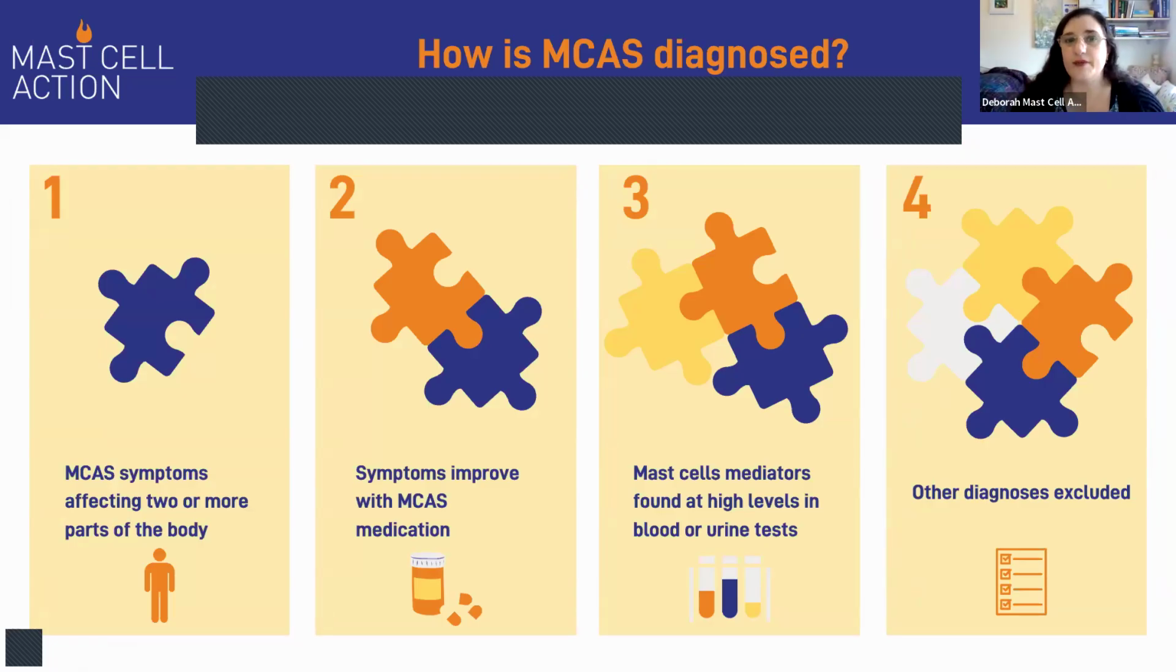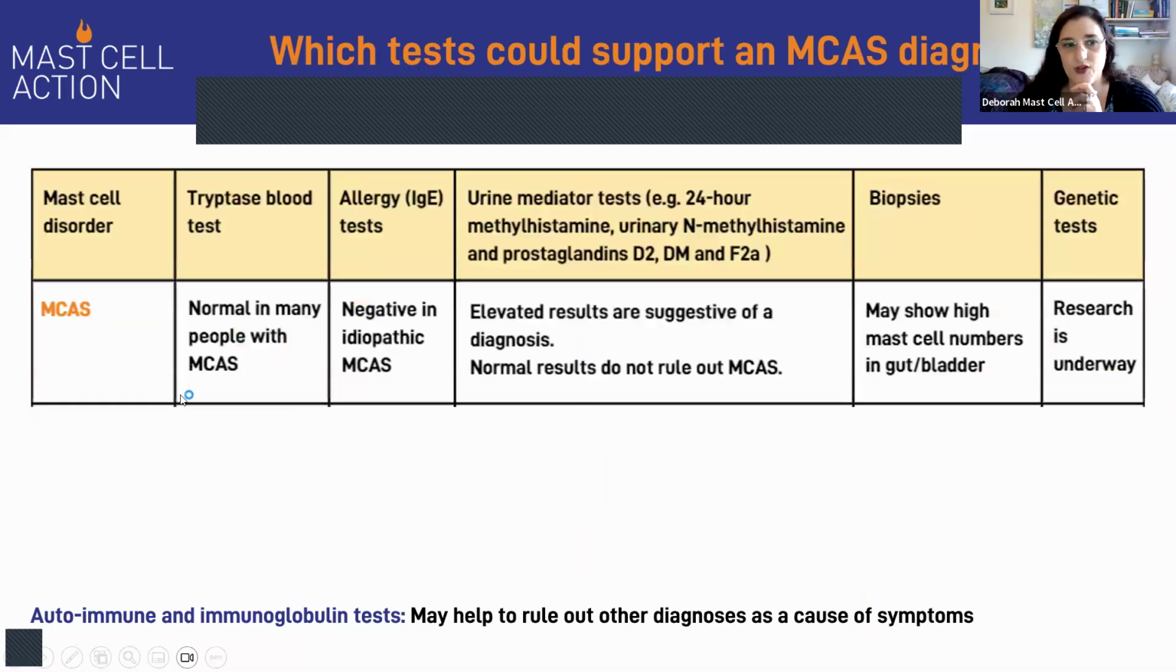You can test, but it's only available privately in this country at the moment, and it's very expensive and quite unreliable. It's quite hard to get a positive test. So a lot of specialists don't do the testing. They just diagnose based on symptoms and whether you improve with the medications. And obviously you have to exclude other diagnoses, because there's a lot of overlap with mastocytosis, which can be a problematic overgrowth of mast cells. So you want to make sure you haven't got that, and a doctor would need to test for that first.